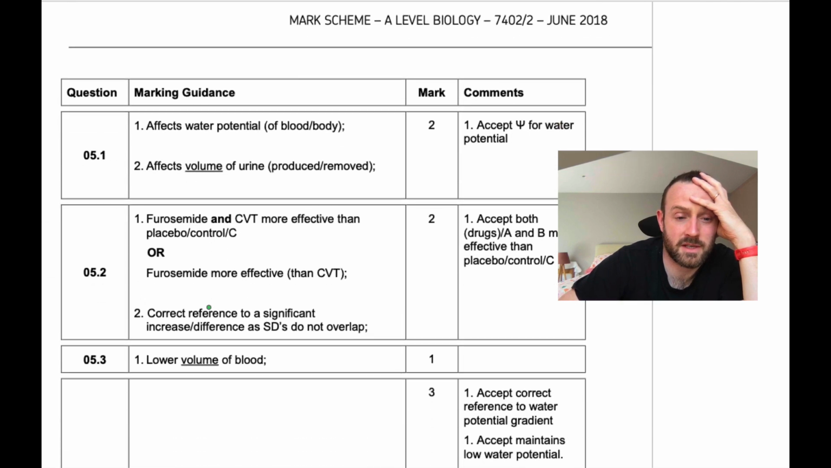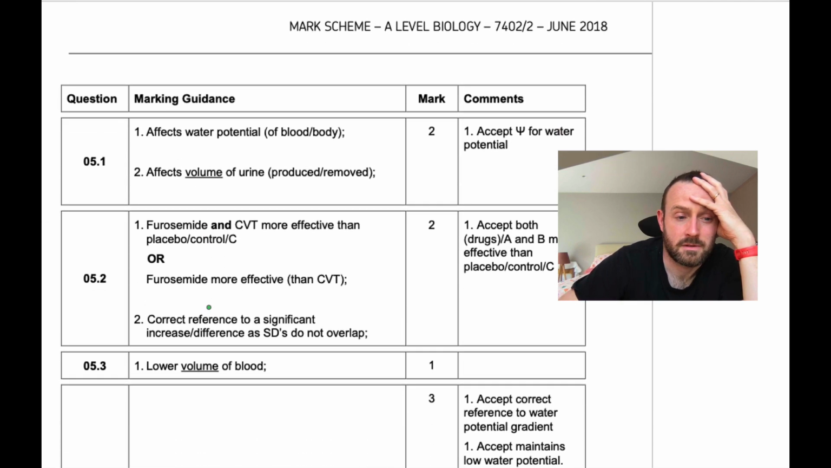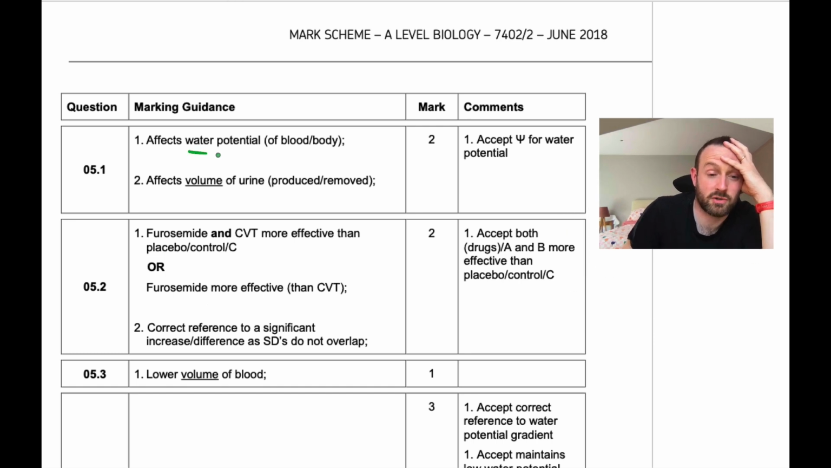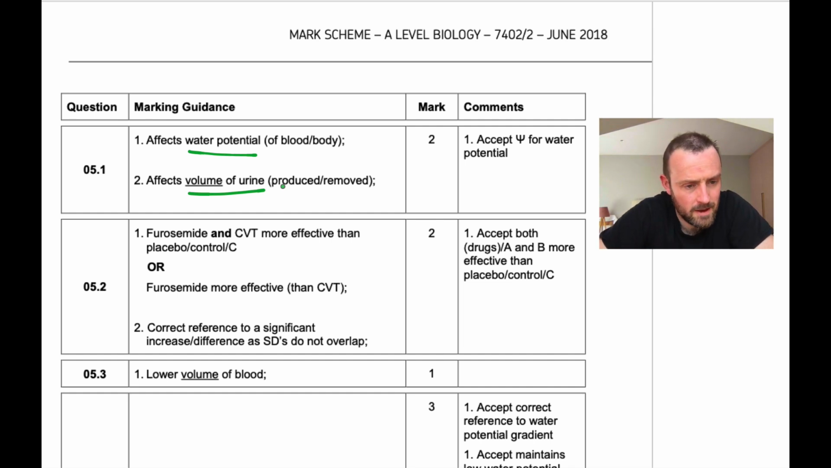Let's see what the mark scheme says. Okay, because the foods would affect the water potential of the blood or body. I said blood plasma. And therefore it might affect the volume of urine produced. I think I would have only got 1 there. It might affect the volume of urine produced.